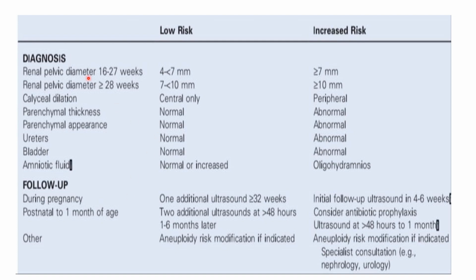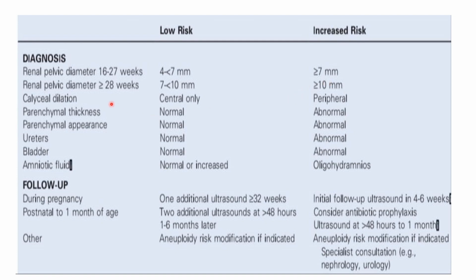In the low risk group, between 16 to 27 weeks, if the renal pelvis diameter is between 4 to 7 millimeters, we consider it low risk. If it is more than 7 millimeters, it is called high risk. If the gestational age is 28 weeks or more, and the renal pelvis diameter is 7 to 10 millimeters, it is called low risk. And if it is more than 10 millimeters, it is called high risk.